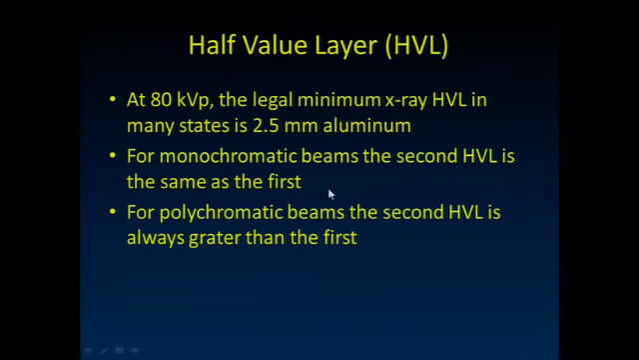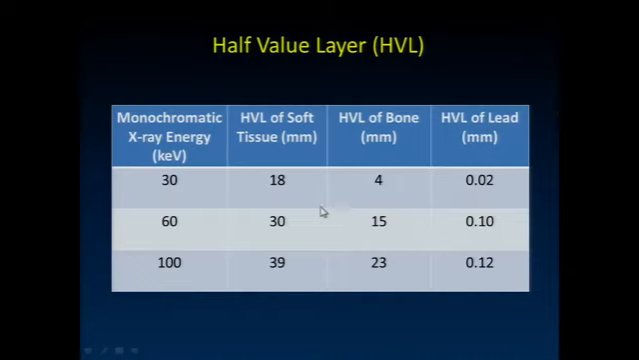We talked about the fact that for monochromatic beams, the second half value layer is exactly the same as the first. In polychromatics, the second is always greater than the first. Here's the half value layer for some tissues. We've got monochromatic X-rays here, half value layer of soft tissue, bone, and lead. And I just want to make a couple of points. Think about 60 keV, which is kind of the average energy of the X-ray beam for an abdominal radiograph or so. The half value layer is 30 millimeters of tissue.